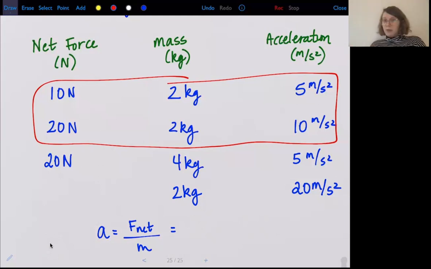So I've doubled the force if I compare this row to this row. The only thing I'm changing is I doubled my acceleration. I went from 10 to 20. When I double my acceleration, I exactly double my force, right? I'm making such a big deal about this because you really need to understand the direct and inverse relationships that are explained in Newton's second law. Okay, all right.